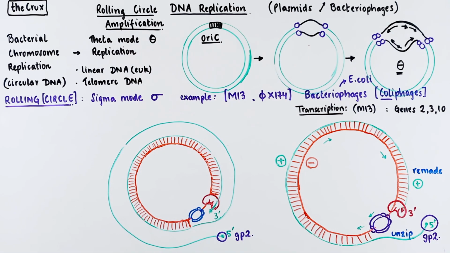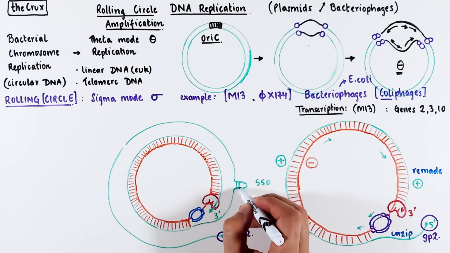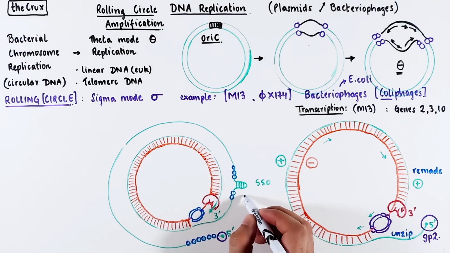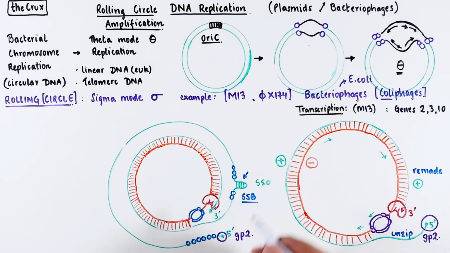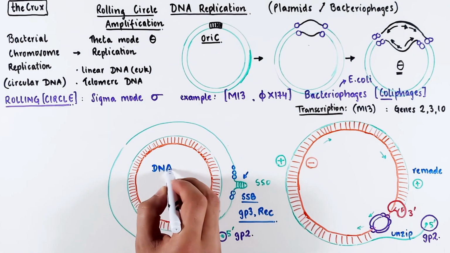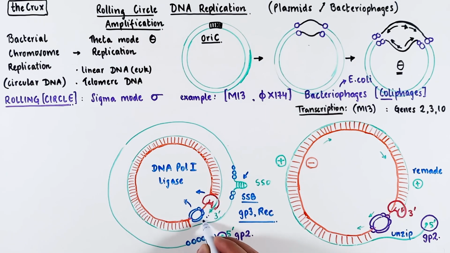Since this is a single-stranded DNA, the SSO will again recover a hairpin structure, while the rest of it is protected by the SSBs. At this SSO, other proteins like GP3, Rec family proteins, and a bunch of other proteins can help release this one copy of plus strand, or even terminate the replication on the minus strand. If it decides to terminate, then the same old machinery can fix the final DNA ends.